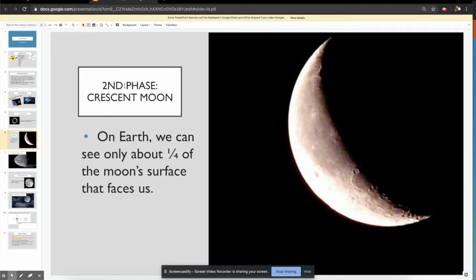The second phase is called the crescent moon. Some of my favorite things to eat are crescent rolls. This is kind of where that term comes from, this shape of a crescent moon here. On Earth, we can see only about a fourth. There's your fraction for you, so some math. Only about a fourth of the moon's surface that faces us. Let's now show that using Oreos.